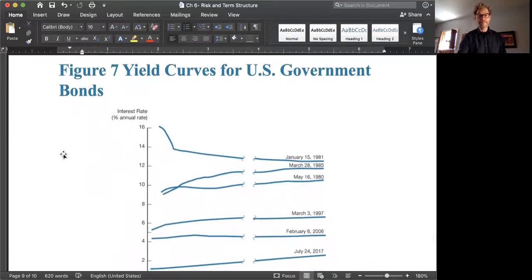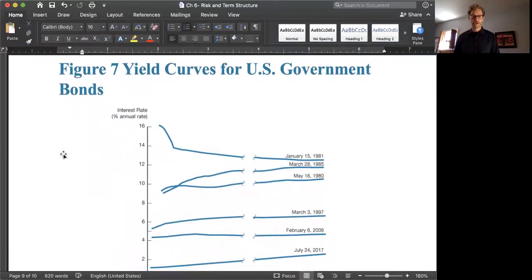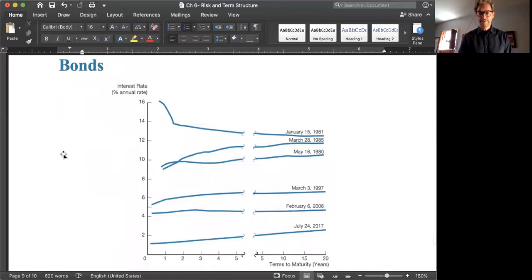So let's look at some examples here of different yield curves. And I think with these different yield curves, we can maybe make some reasonable assumptions about what markets were thinking. Here's the yield curve on July 24th of 2017, and you'll see it's somewhat upward sloping.